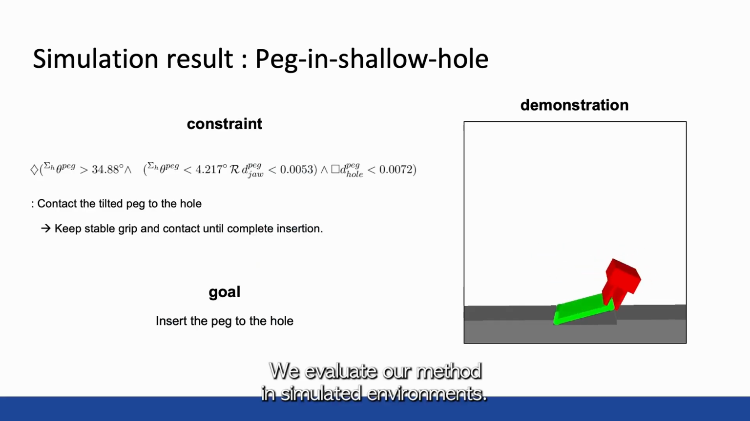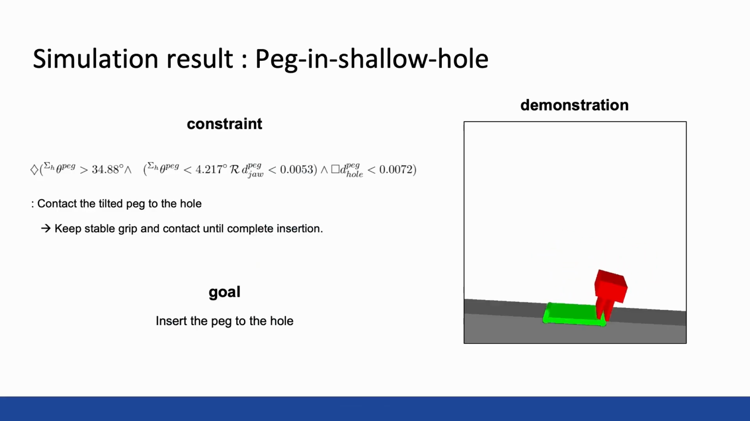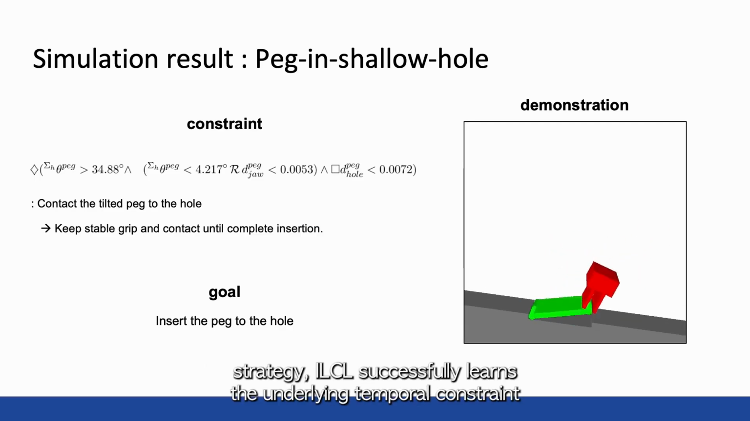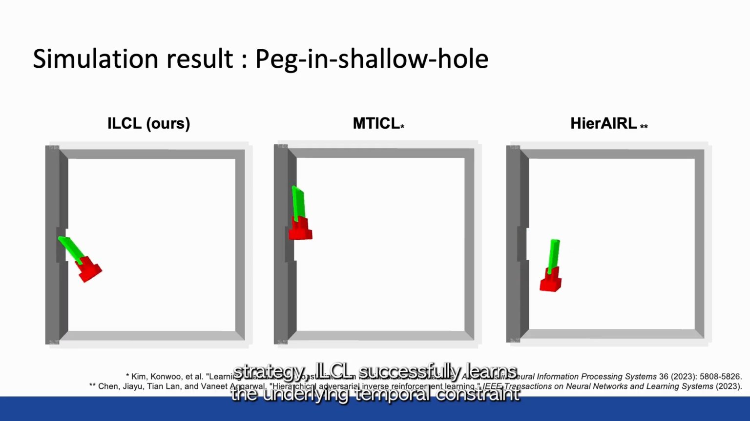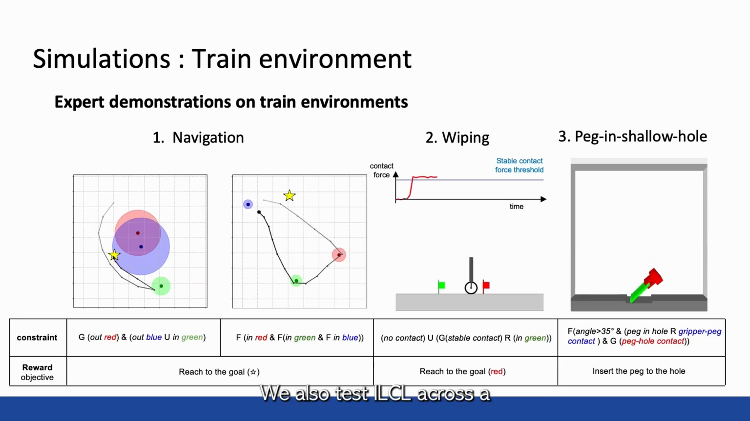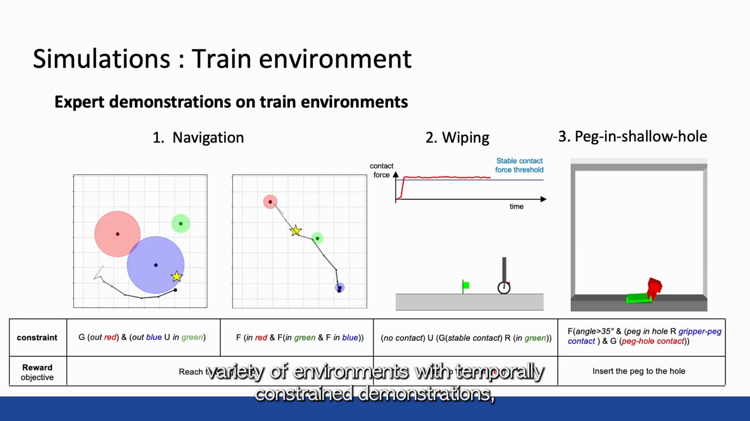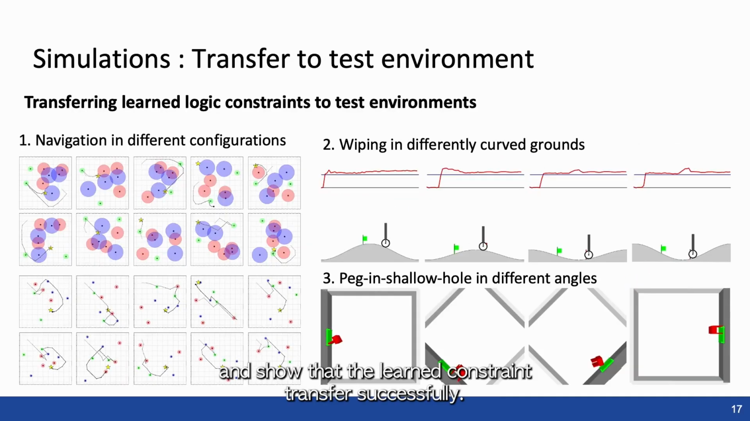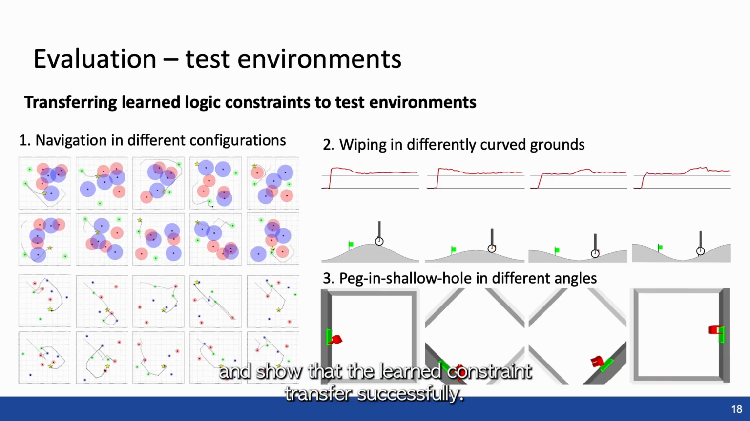We evaluate our method in simulated environments. For instance, in the peg-in shallow hole task, which requires a sequential insertion strategy, ILCL successfully learns the underlying temporal constraint and transfers a demonstration-like policy to unseen settings. We also test ILCL across a variety of environments with temporally constrained demonstrations, and show that the learned constraint transfers successfully.